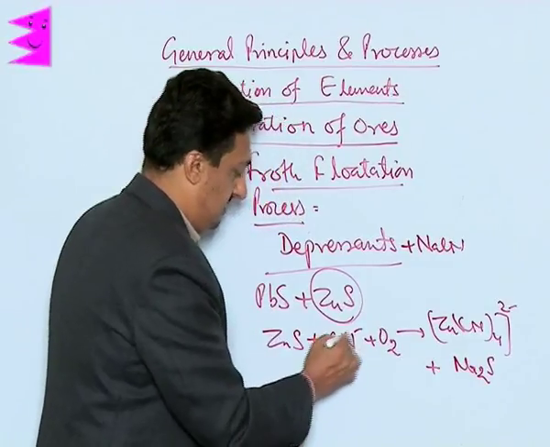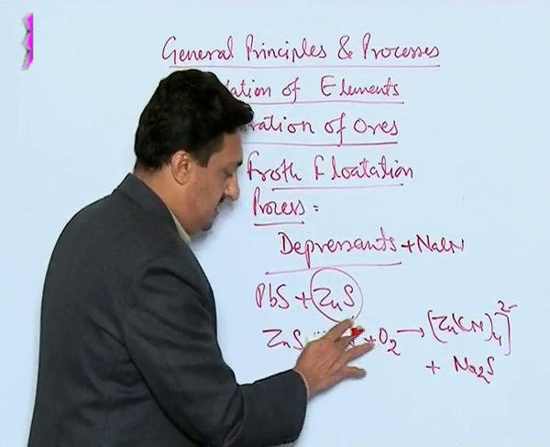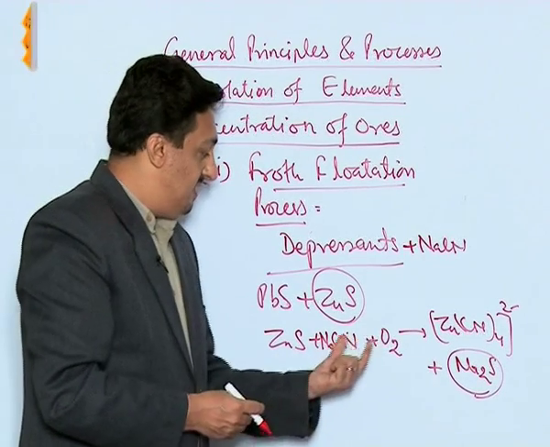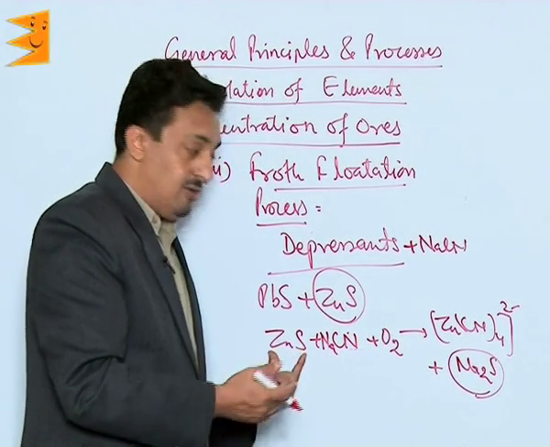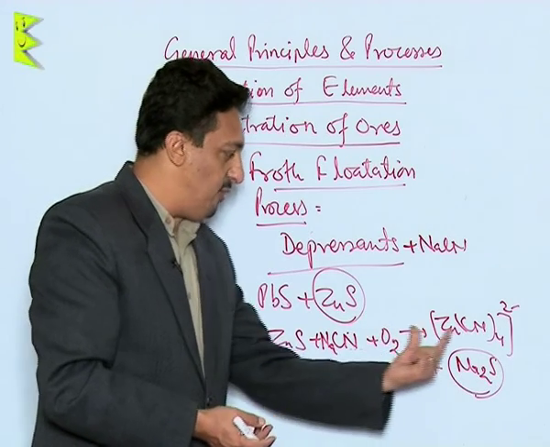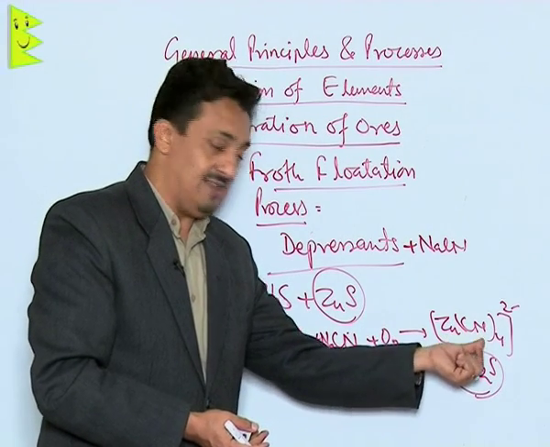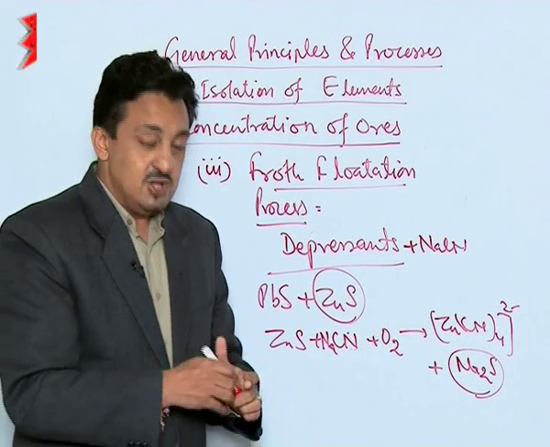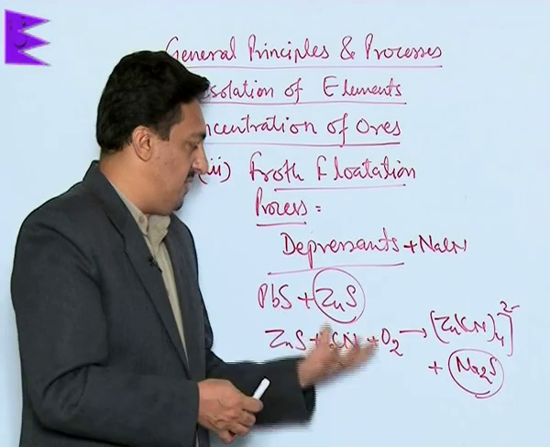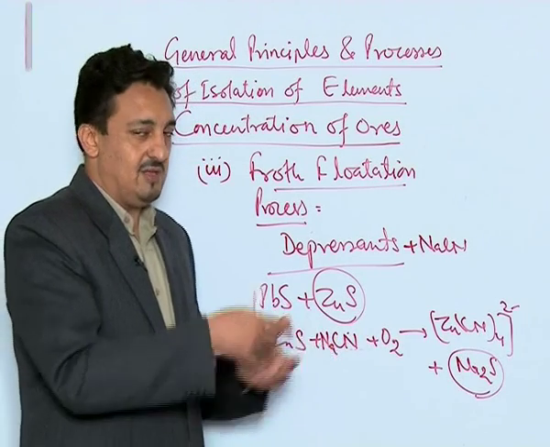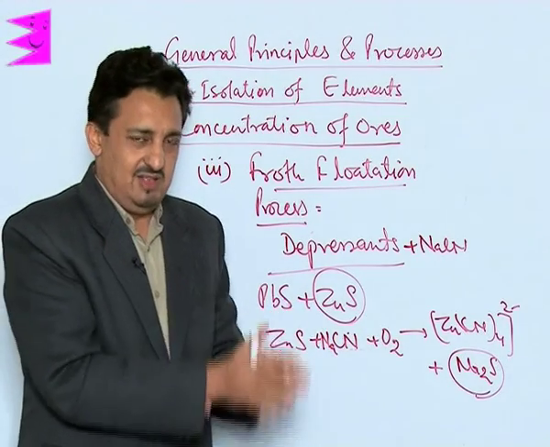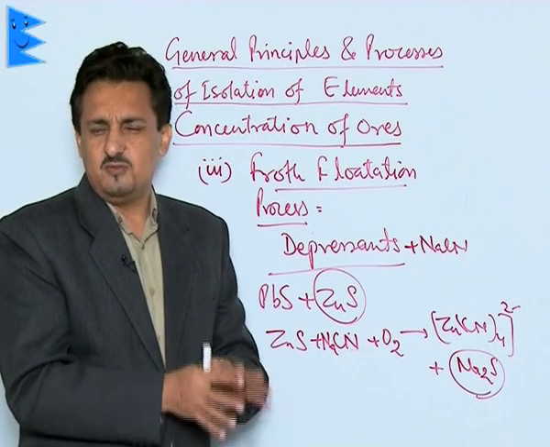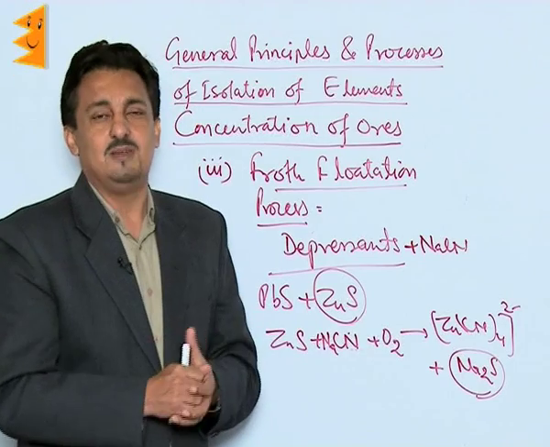If we have this sodium cyanide, what we find is that the zinc sulfide is now no more there. It is present in the form of the tetracyanidozincate(II) ion, a complex which is soluble in water. So in this case we don't find any danger of the zinc sulfide coming along with the lead sulfide. So the chemicals which suppress the gangue particles present in the form of sulfides from getting along with the ore are called depressants.